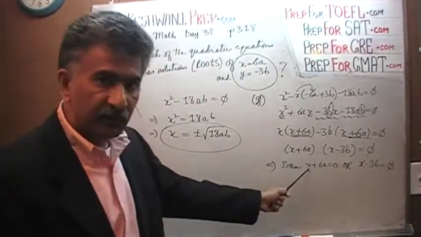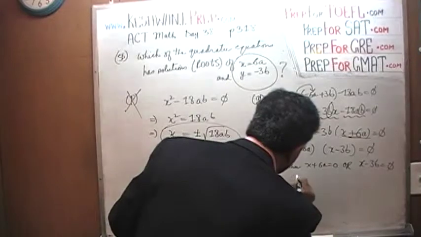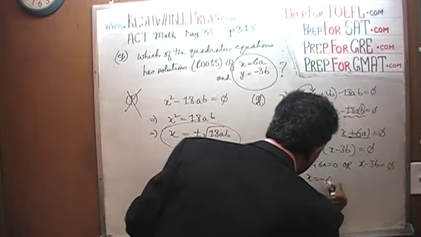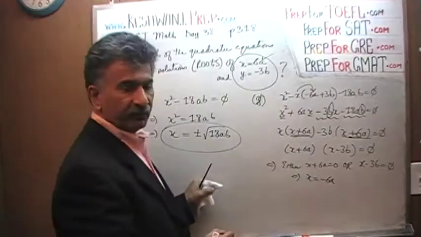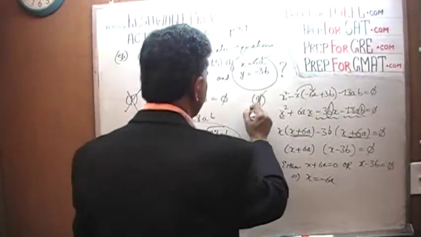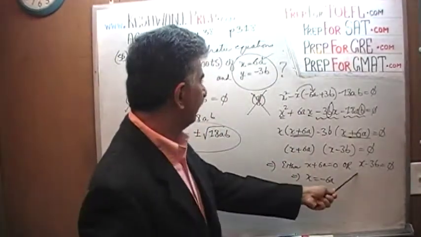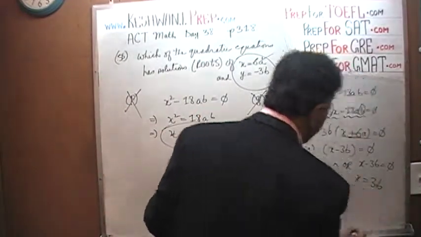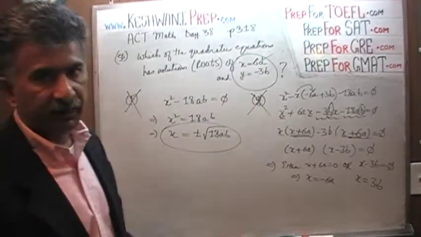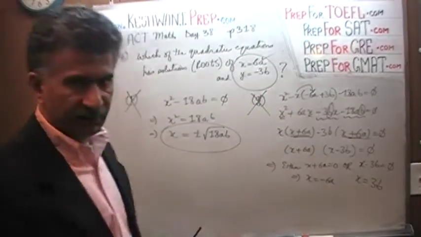If the first quantity happens to be 0, that implies that x is equal to negative 6a. And we are told that x is positive 6a. That's not going to work. This is not the answer. It doesn't matter what this one says. It's not going to be the answer. It turns out this one is also wrong. X is equal to 3b says we need negative 3b. It's wrong. G is not the answer.